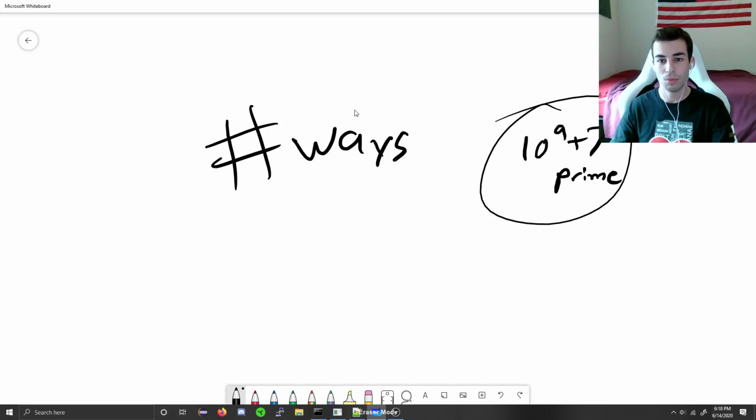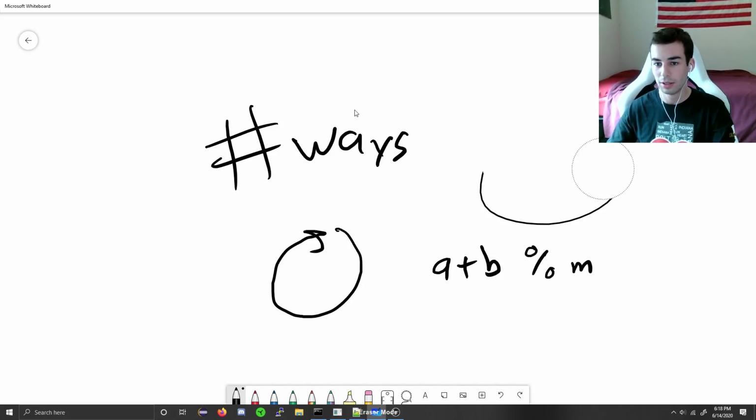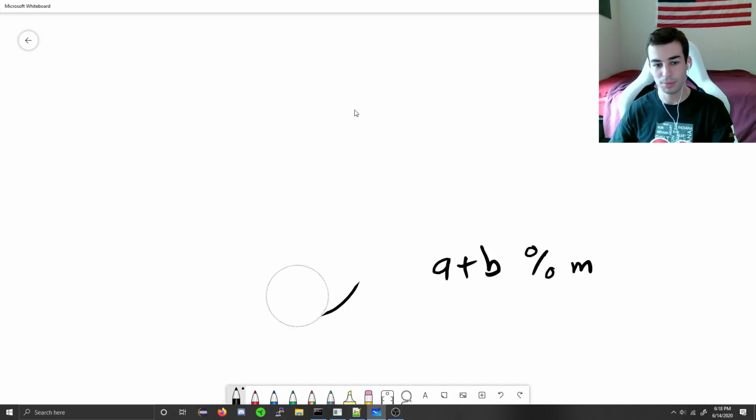So what does that mean? Well, you're counting the number of ways to go around the circle. There are several different operations you can do. You can do addition, subtraction, multiplication, and you can kind of do division. But division's a bit tricky, and we'll talk about that later. So addition is pretty clear. If you want to add two numbers, a plus b, and see what they equal under mod, we'll call it mod m, that's a pretty straightforward thing to do.